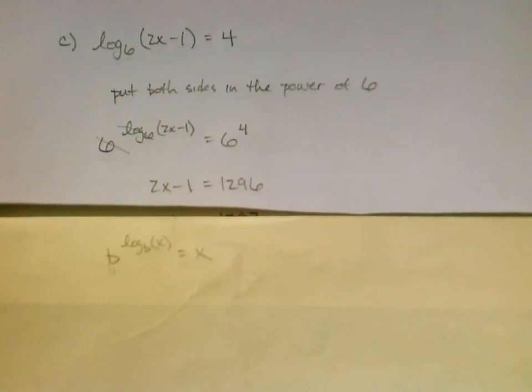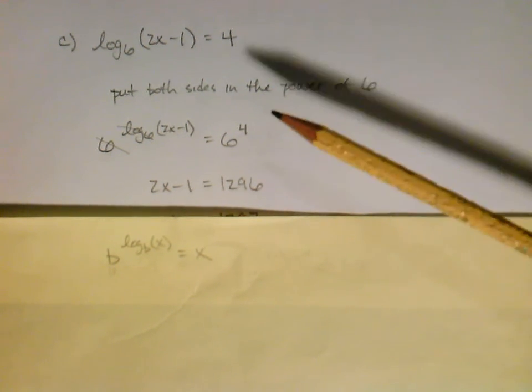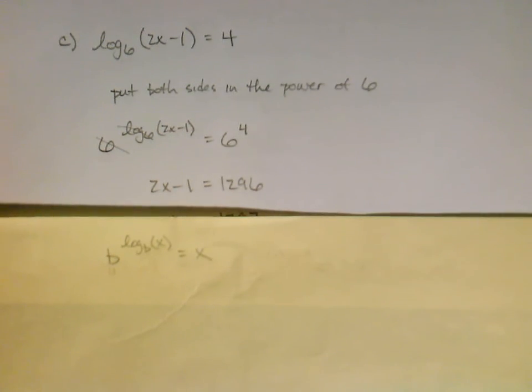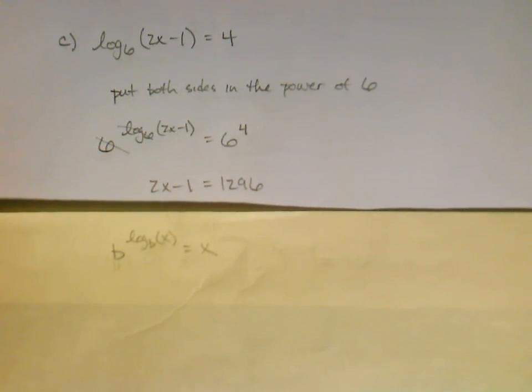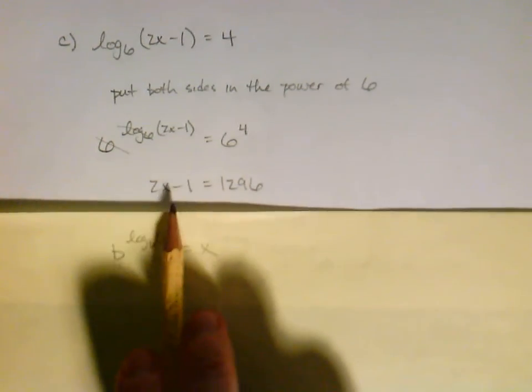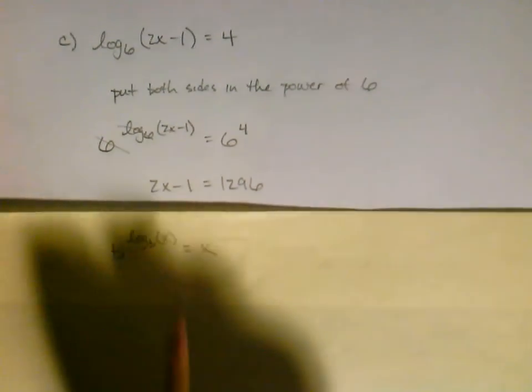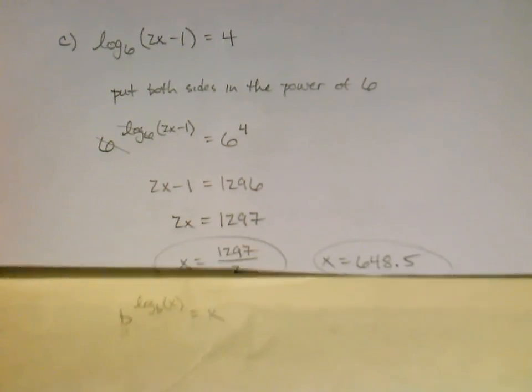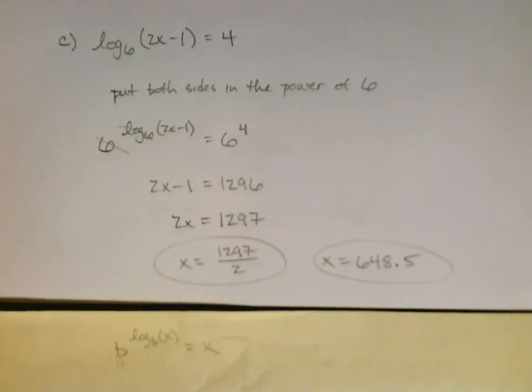So the next line, 2x minus 1 is equal to, and here I'm just going to go ahead and multiply that 6 to the 4th out. It turns out it's 1,296. And once we have that, well, we're pretty close to the answer, right? We can add the 1, divide by 2, and we got it.